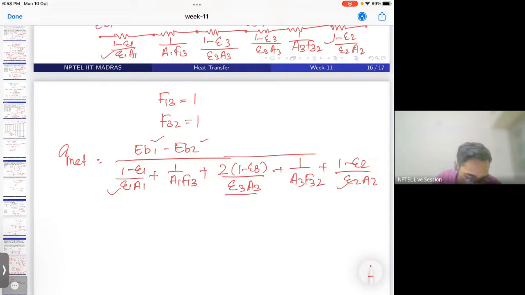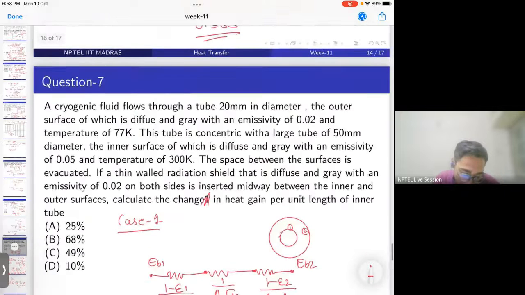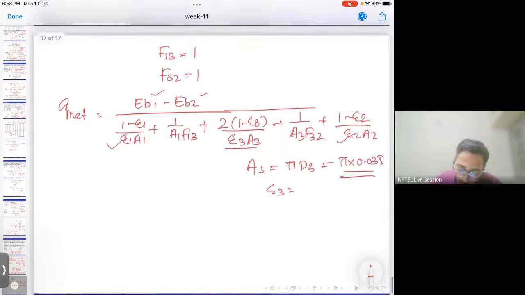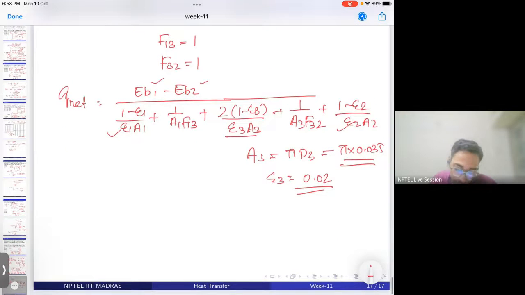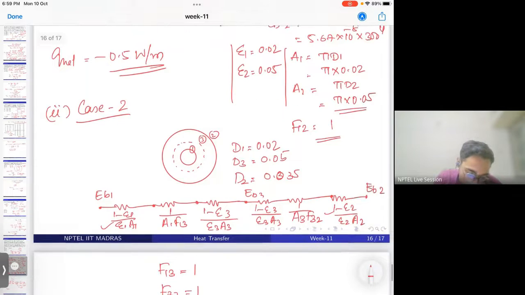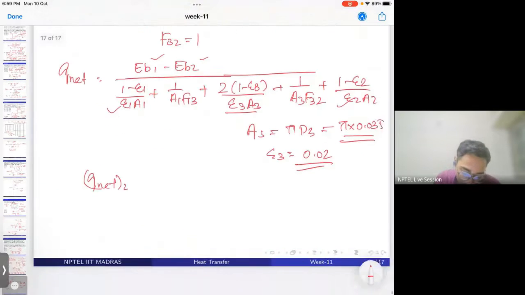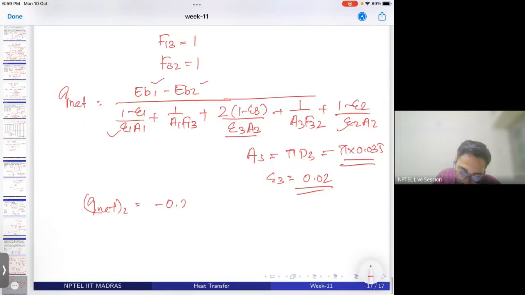It is also simple. A3 is equal to pi D3, which is pi times 0.035. And epsilon 3 of the radiation shield is given as 0.02. So if you substitute these values into the expression, you will get Q net for case 2, this is case 1, as minus 0.25168 watts per meter.